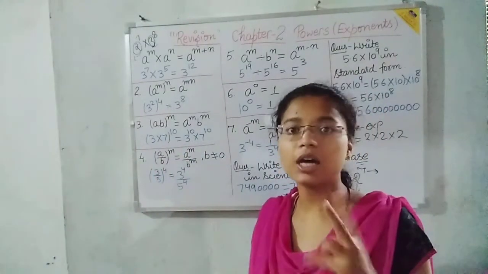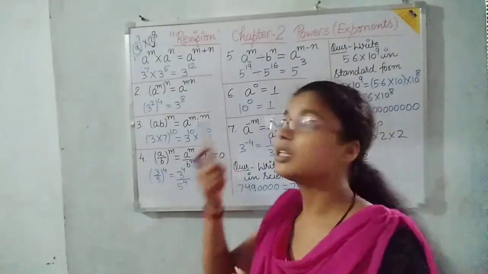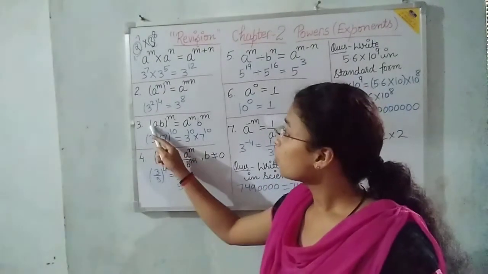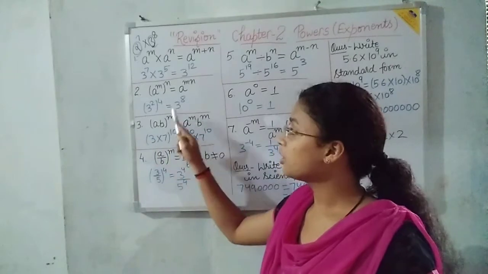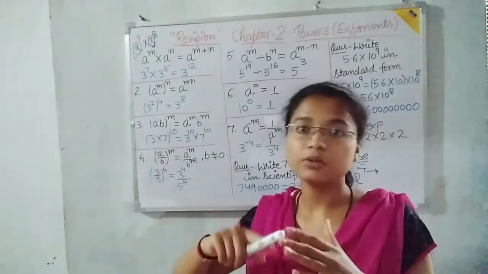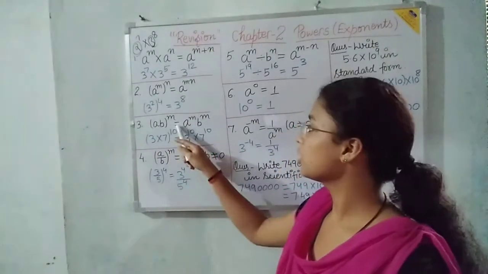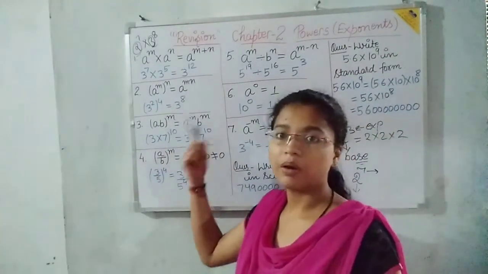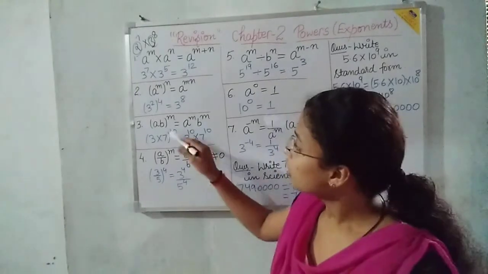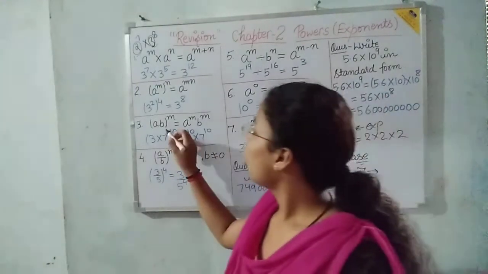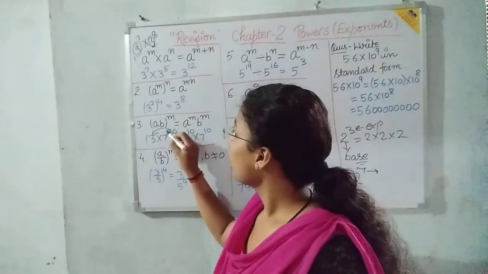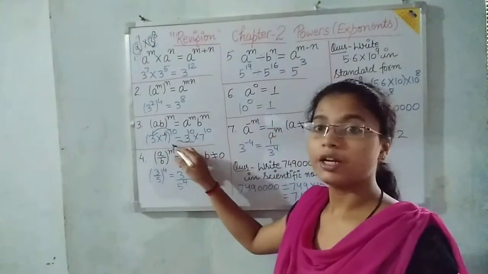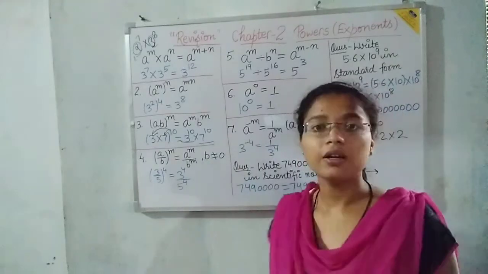Now the third law of exponents is ab to the power m. a and b are two given numbers. If their power is m, the power will go on both the numbers, meaning a to the power m and also b to the power m. So this is the law of exponents. Suppose this is an example: 3 into 7 to the power 10. This 10 will go on the 3 also and on the 7 also, meaning 3 to the power 10 into 7 to the power 10.